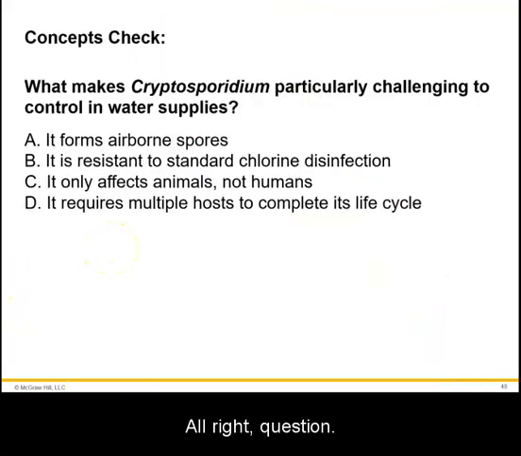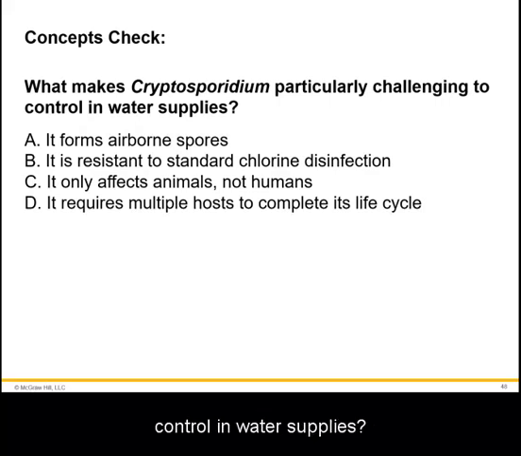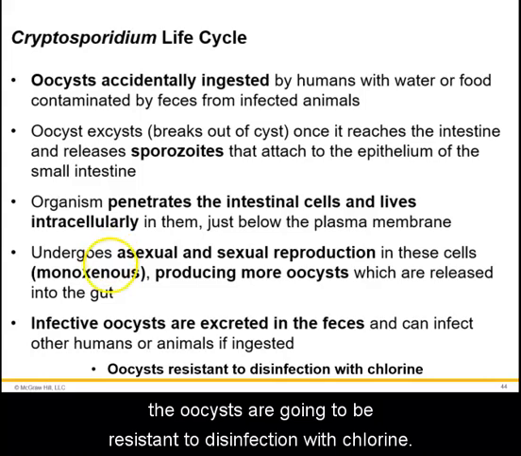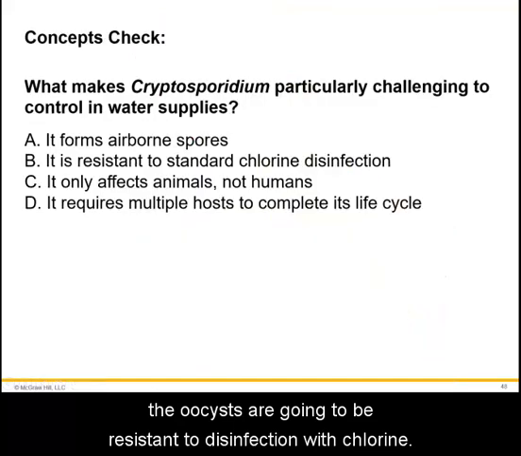All right, question. What makes cryptosporidium particularly challenging to control in water supplies? Well, if you go back and recall that the oocysts are going to be resistant to disinfection with chlorine.